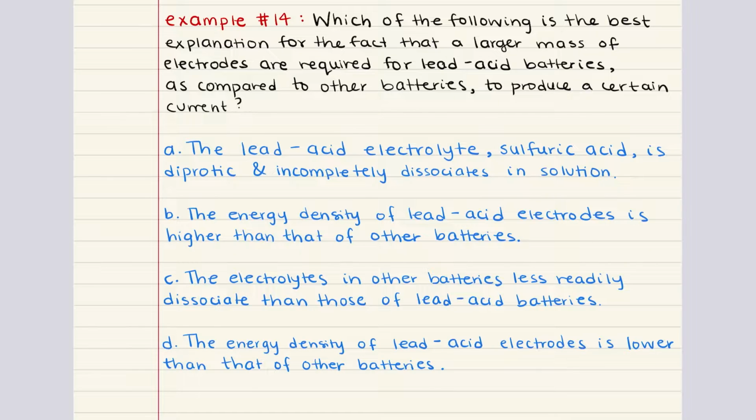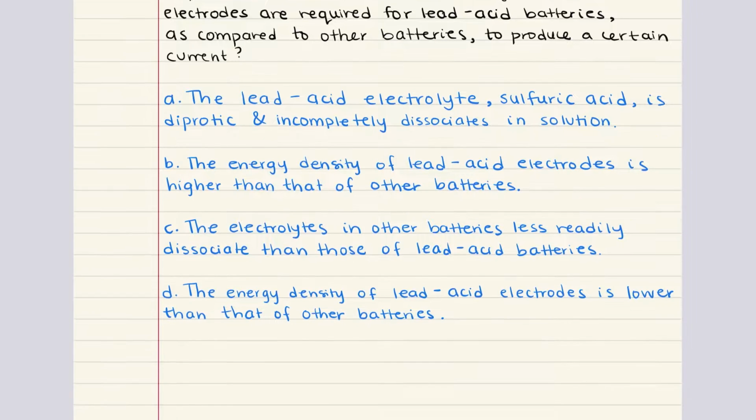Now, lead-acid batteries are known for their relatively low energy density compared to other types of batteries like lithium-ion batteries. This low energy density means that lead-acid batteries require more material, a larger mass of electrodes, to store and deliver the same amount of energy. Now let's go over the answer choices and evaluate each option.